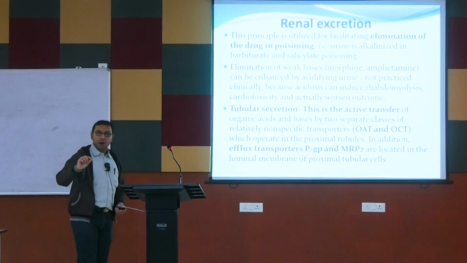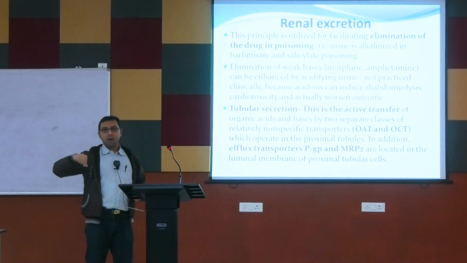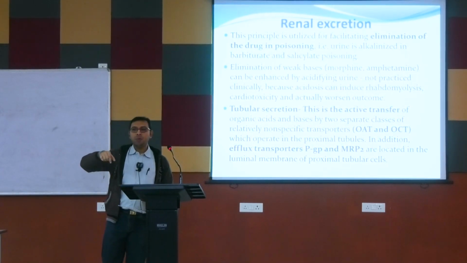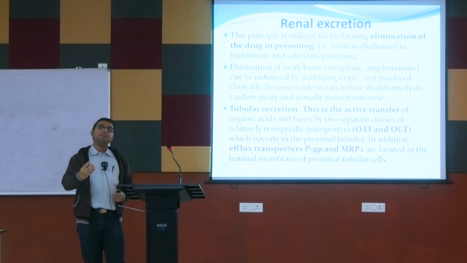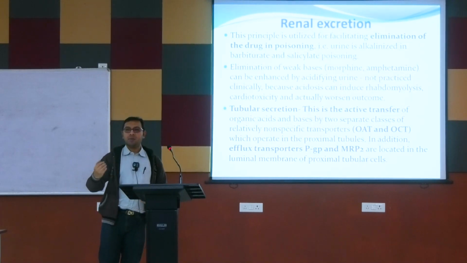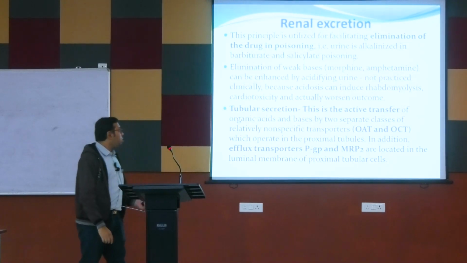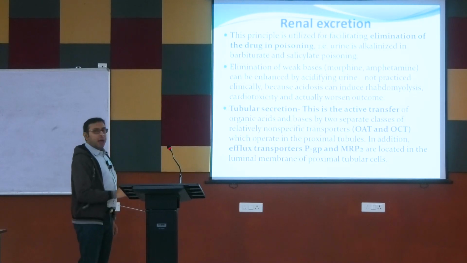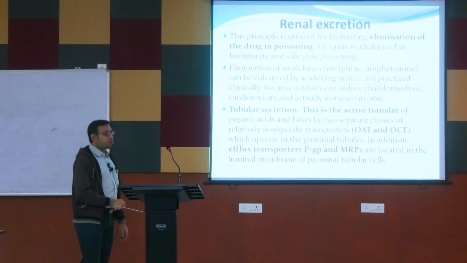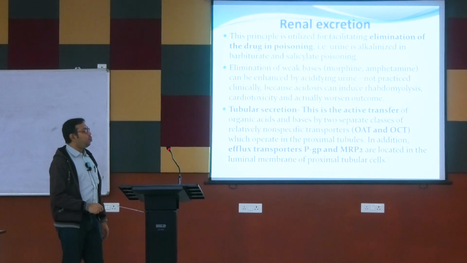So there are two transporters there in the peritubular capillary network and in the proximal tubules, and from this some part of the drug is actively secreted from the body to the tubules. So this is the tubular secretion. Apart from this, there are some efflux transporters like P-glycoprotein and MRP2.